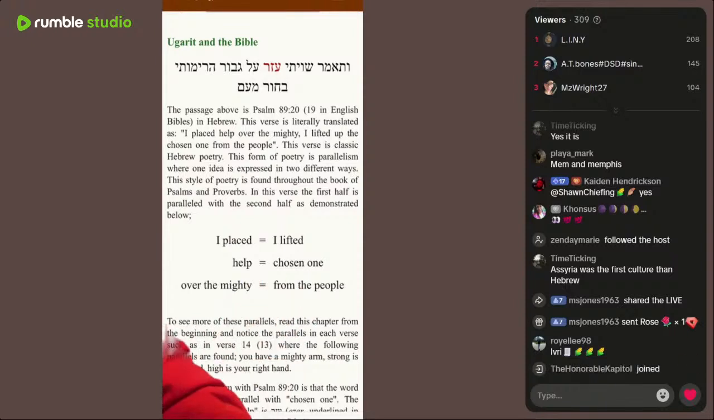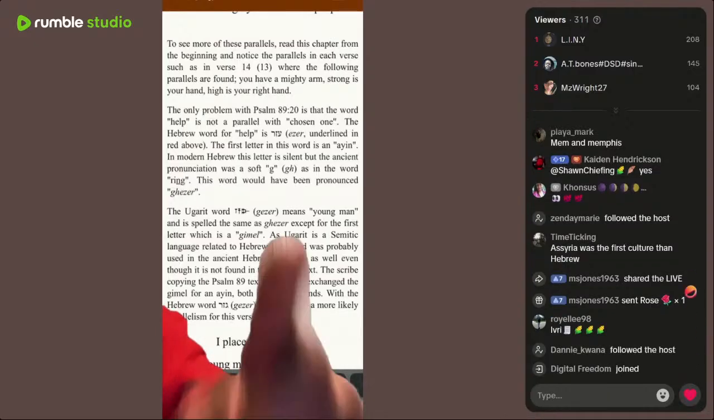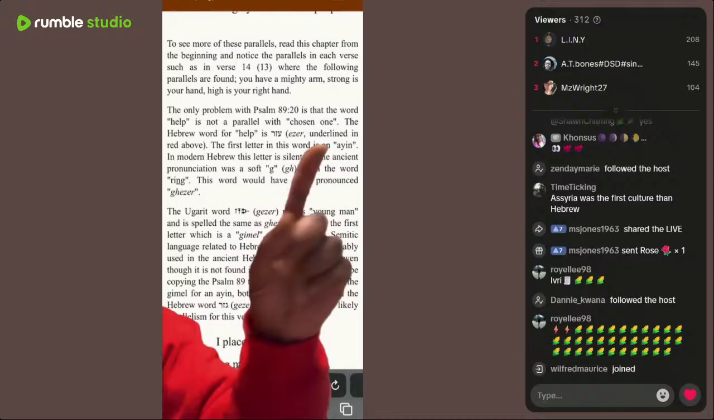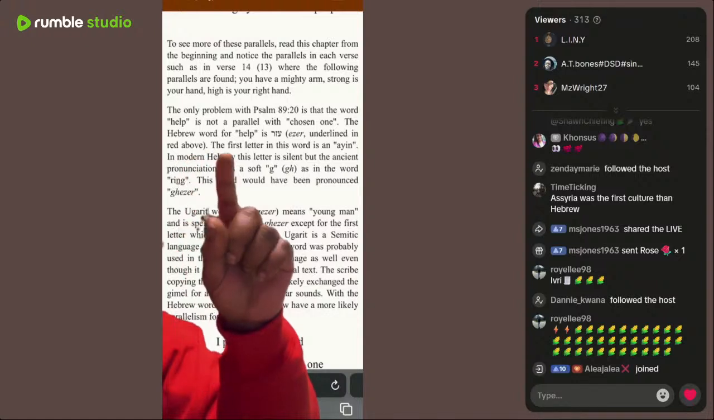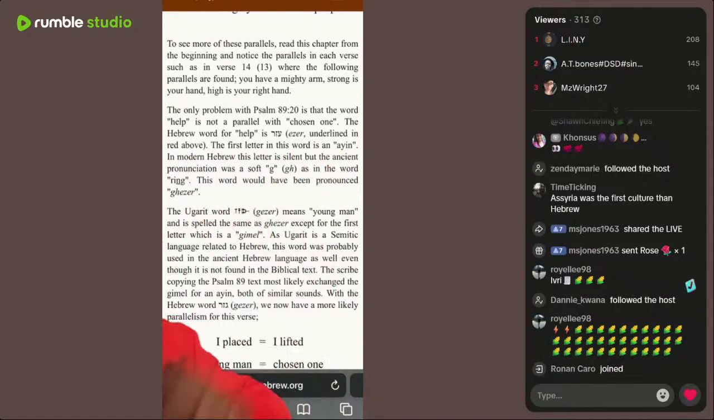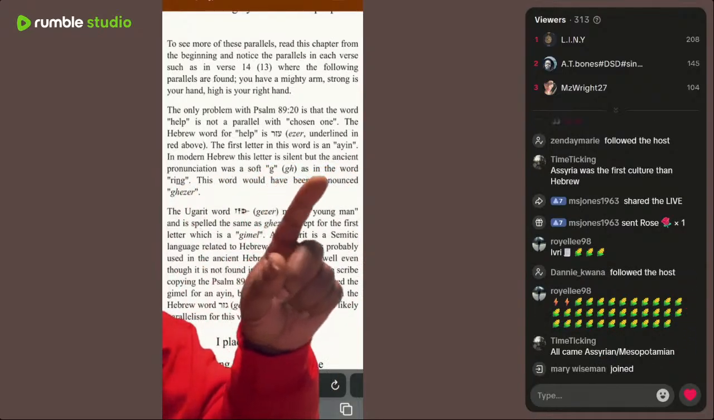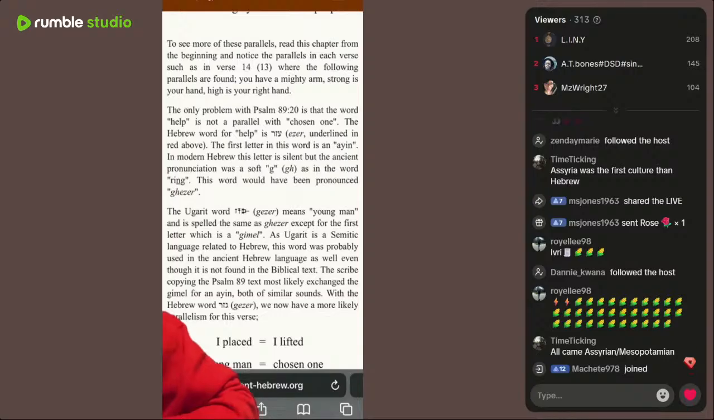Let's keep going. I'm gonna break that down in a minute. Now, you have the mighty arm strong in your hand, high in your right hand. The only problem with Psalm 89:20 is that the word help is not parallel with the chosen one. The Hebrew word for help is azur, right? Underlined in red above. The first letter in the word is an ayin. In modern Hebrew, this letter is silent, but the ancient pronunciation was a soft G, as in the word ring. The word would have been pronounced gizer.